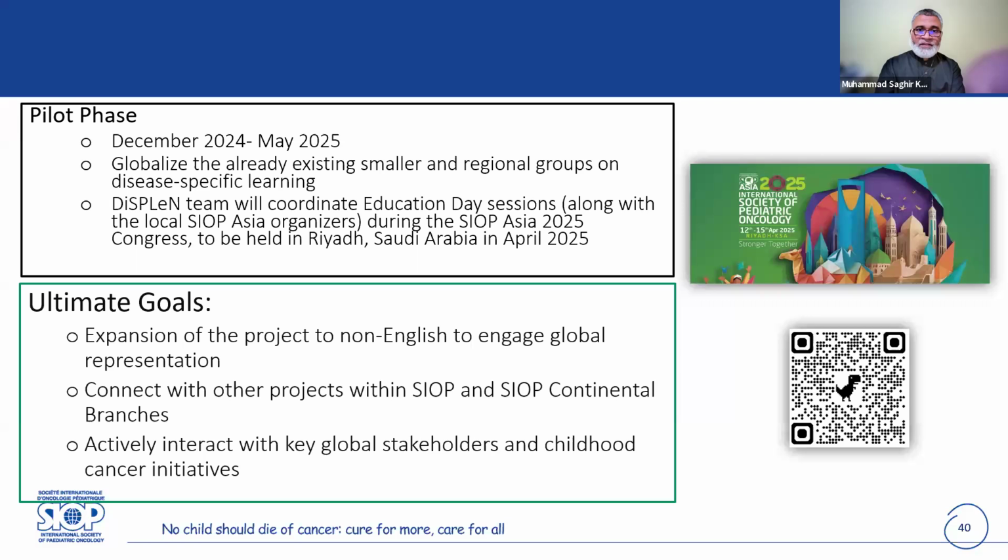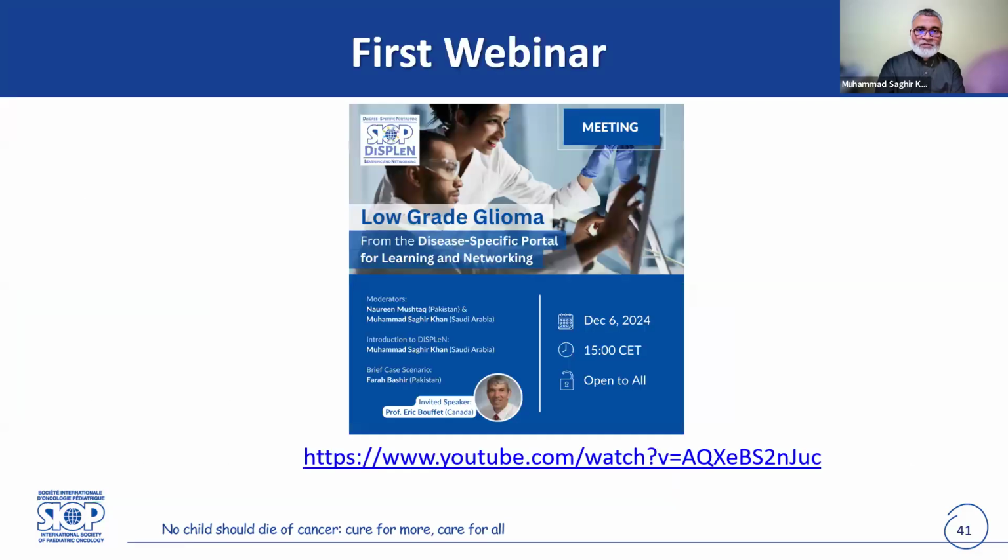We have the feedback from the first webinar, and the second is going to follow. The first was very successful, on low-grade glioma, with great speaker Eric Buffet. We had more than 200 participants. It was a very interactive session with a lot of questions. We received around 50 questions, and some were directed to Eric Buffet to respond by email. The recording is already available on YouTube, so you can see that.